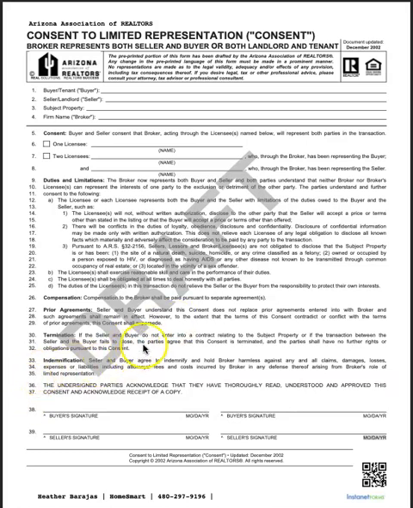Termination: if the seller and buyer do not enter into a contract relating to the subject property, or if the transaction between the seller and buyer fails to close, the parties agree that this consent is terminated. The parties shall have no further rights or obligations pursuant to this consent. So if we get halfway through the deal, we get through the inspection period, but the property doesn't appraise for whatever reason, we're not able to come to terms on a new purchase price, and the deal falls apart, then the consent to limited representation goes away.